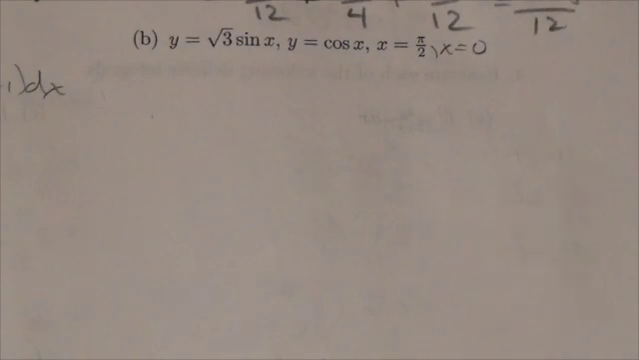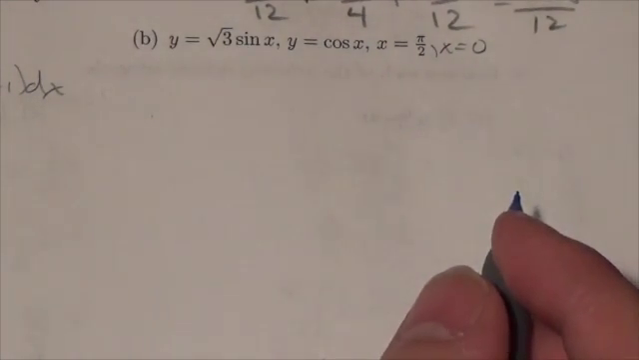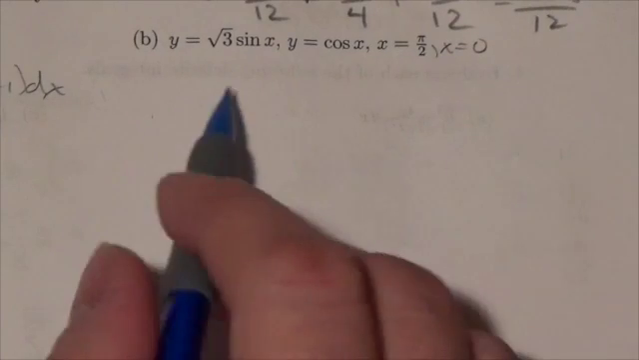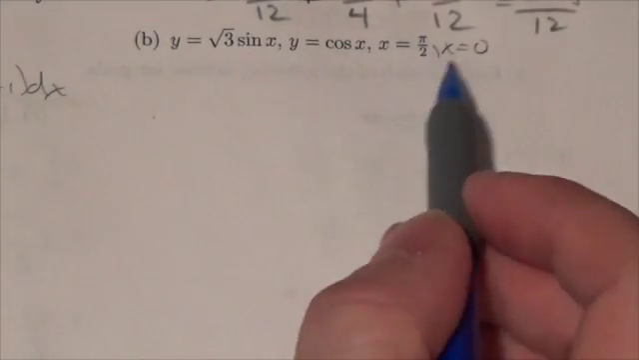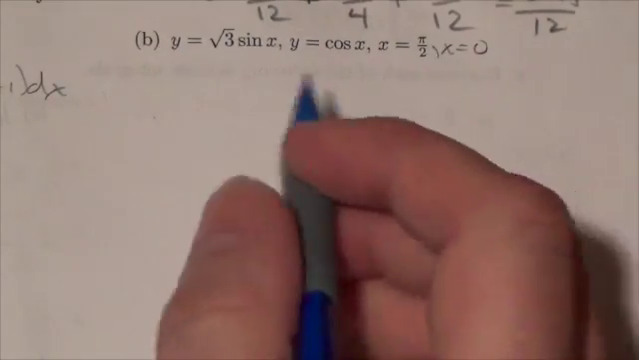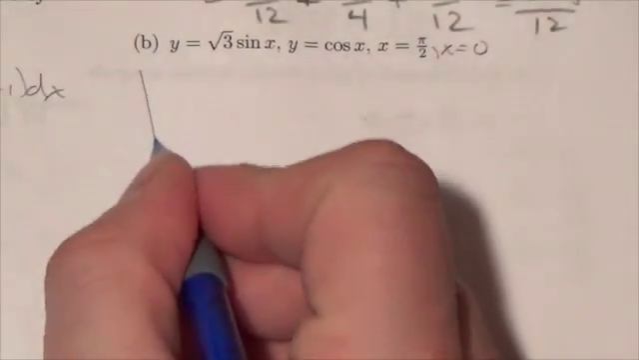Okay, hi everybody. This is the Math 31 integration review. This is question 6b. I've got to find the area between these two curves, between pi over 2 and 0. Kind of going backwards there, but that's okay. So we'll give a brief sketch of this first.